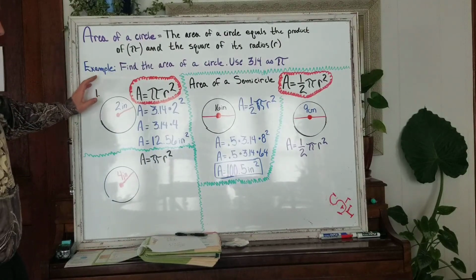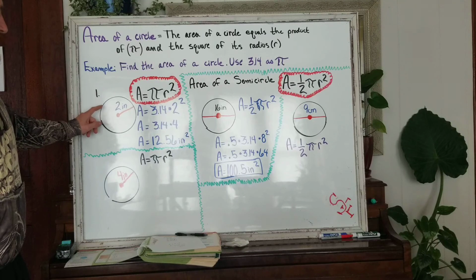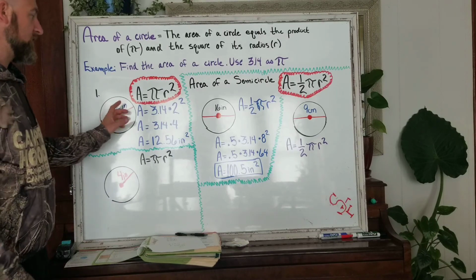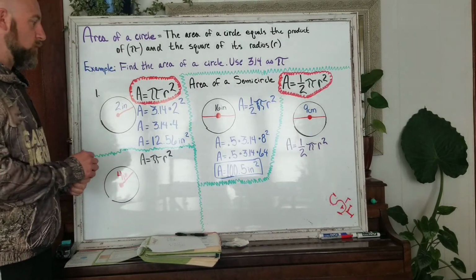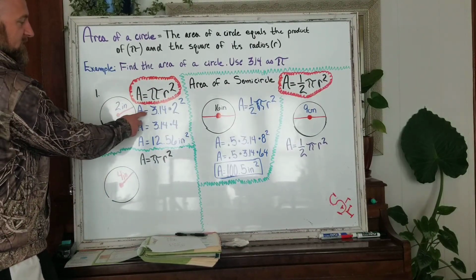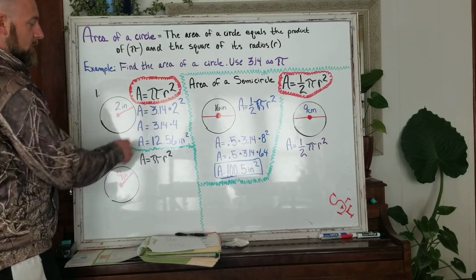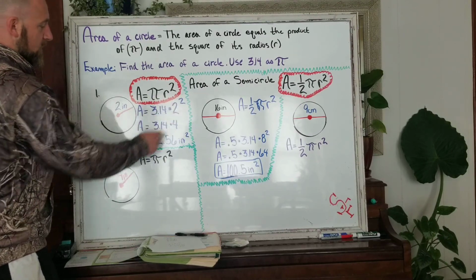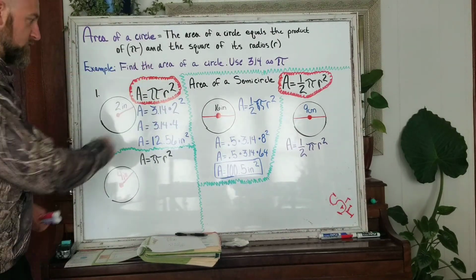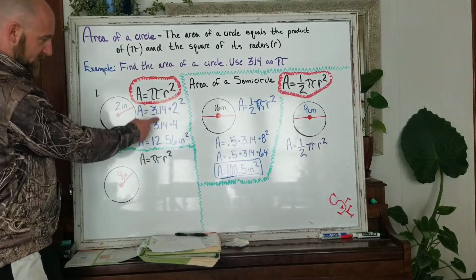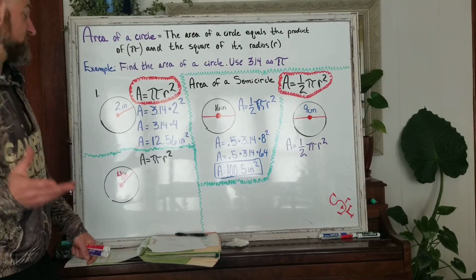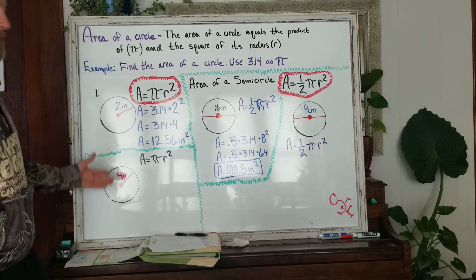Our first example: we're going to find the area of this circle. We're given the radius, 2 inches. We have to plug in the numbers where we see the symbols. So A equals pi r squared. The area is equal to 3.14 for pi, and our radius is 2 squared. What does 2 squared mean? It's 2 times itself, so 2 times 2 gives us 4. We multiply that by 3.14, which gives us 12.56 inches squared.